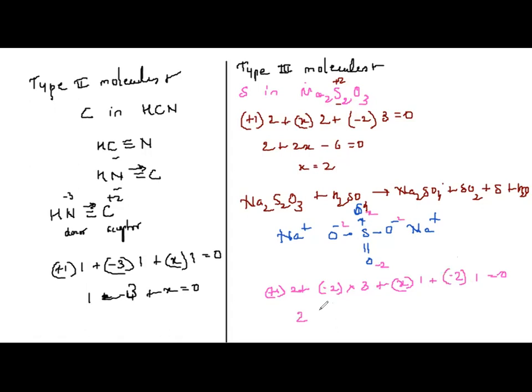So 2 minus 6 plus X minus 2 equal to 0. So 2 plus 6 minus 8 minus 6. So X will be equal to what? It will be equal to plus 6. So in this case, it is not 2. It is equal to plus 6. Getting? So these are the exceptional cases.